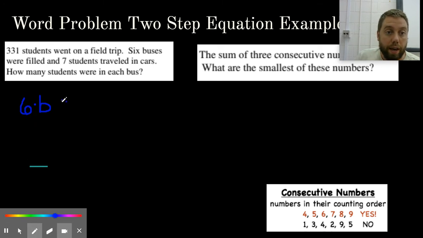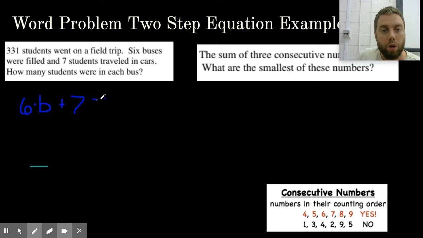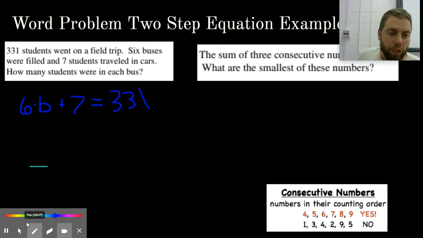And then we have 7 students, another 7 students went in a car, right? And 6 times all the kids in one bus, right? So 6 buses total times however many kids sit in one bus plus the 7 that went separately is equal to 331 students total that went on this field trip. Now, to solve this, we need to draw our line.